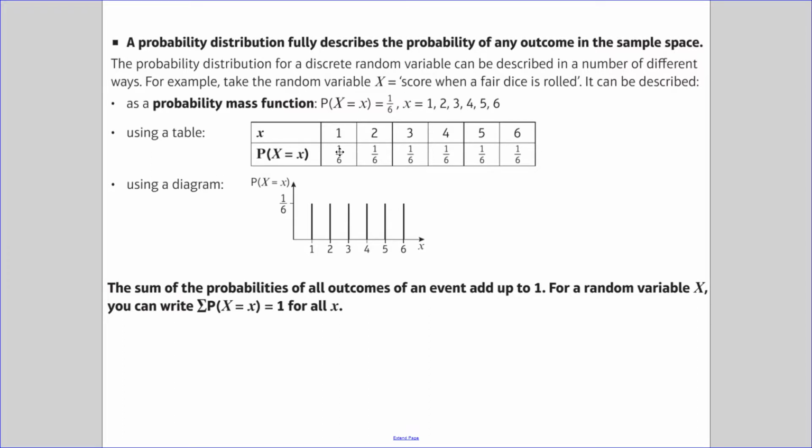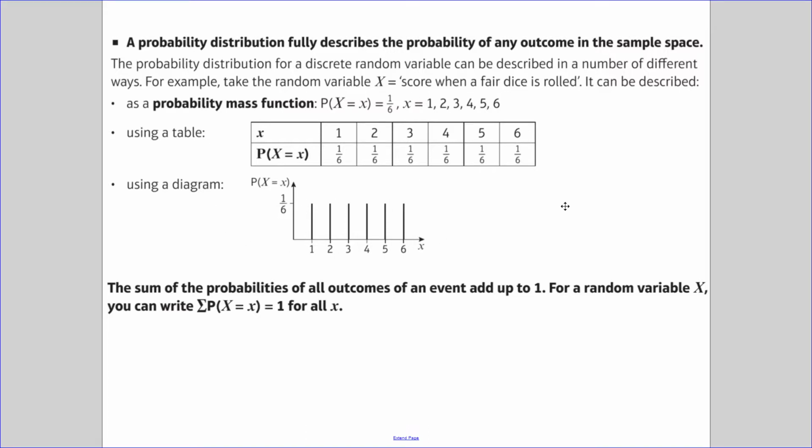We could also put this information in a table. Here you can see the different scores we can possibly get for x and the different probabilities associated. So if we want to know the probability that x equals 2, we go into the 2 column for x, we look up the probability, we get 1/6. We could also do it as a diagram, so this is like a chart. Here you'll see the different x values and the probabilities associated, 1/6 for each of them.